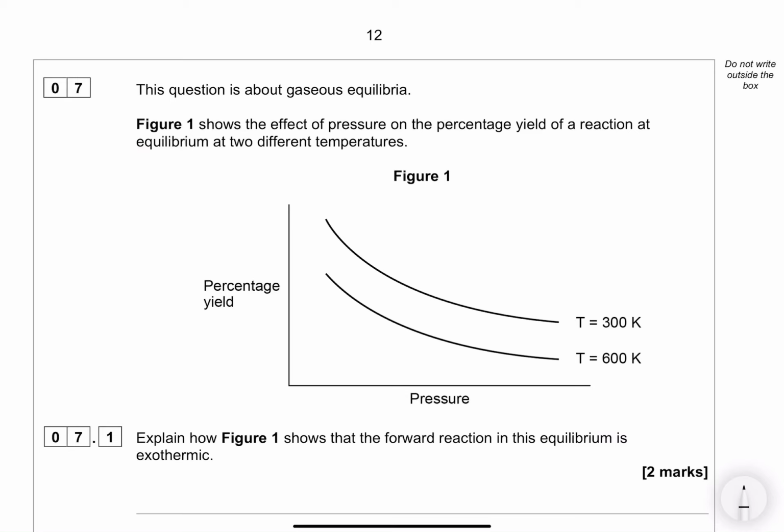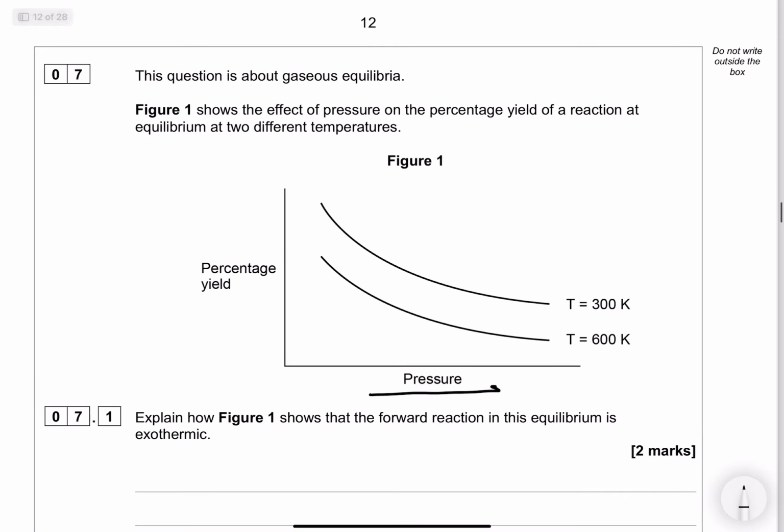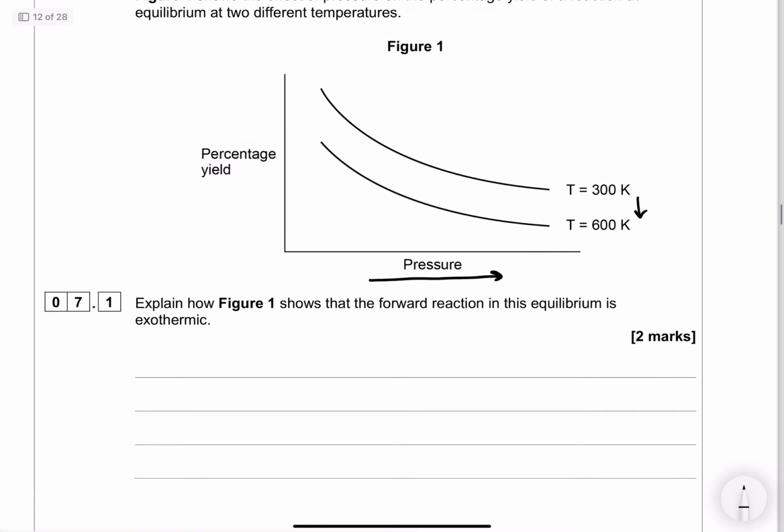This question is about gaseous equilibria. Figure 1 shows the effect of pressure on percentage yield. So we can see that pressure is increasing from the left to the right, and yield is up our y-axis. We can see that as pressure increases, the yield actually comes down. And we can also see we've got two temperature curves. So as temperature increases, our yield also comes down.